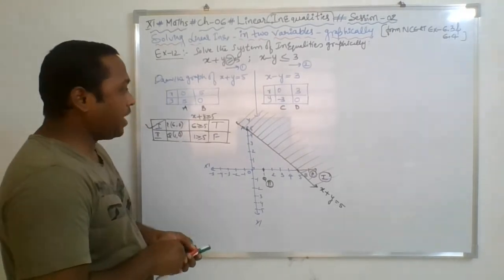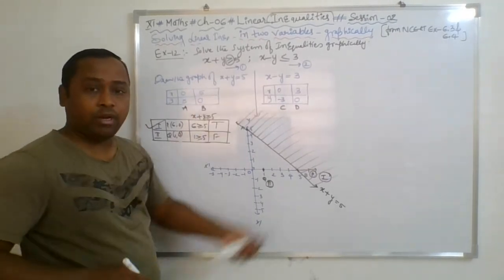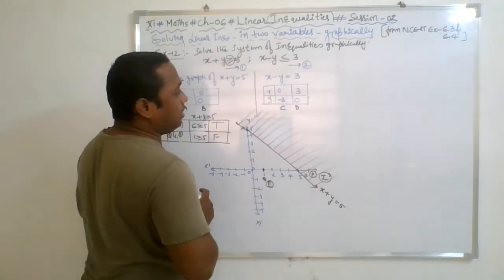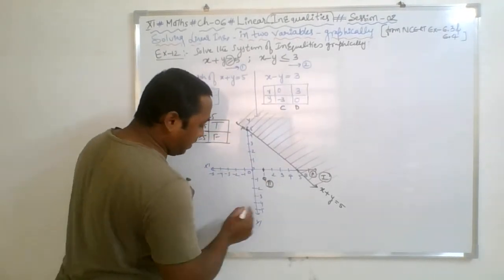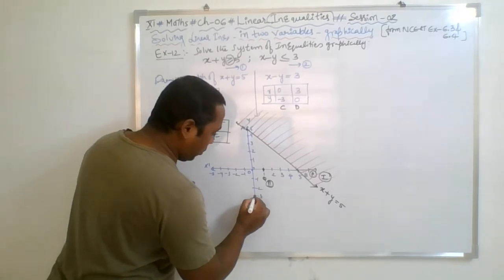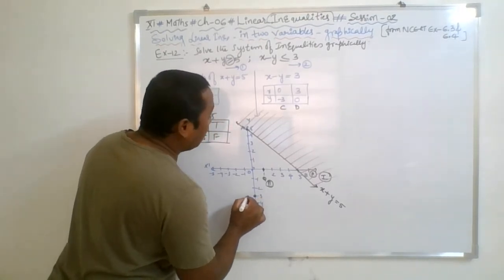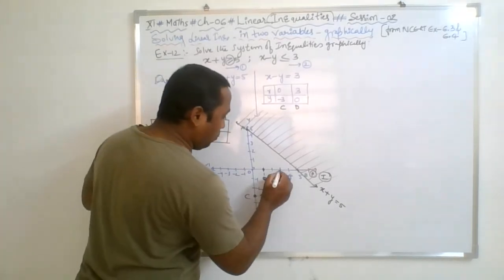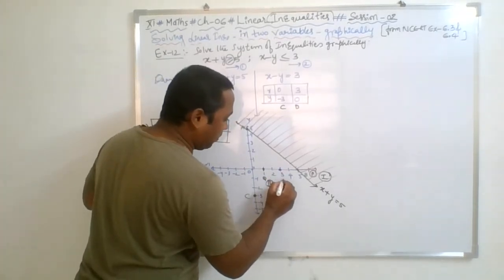Now I am plotting C and D. The same work will go on. I am plotting C and D. 0, -3 will lie on the negative y-axis. So this will be the point C, and D is 3, 0. This is the point D.